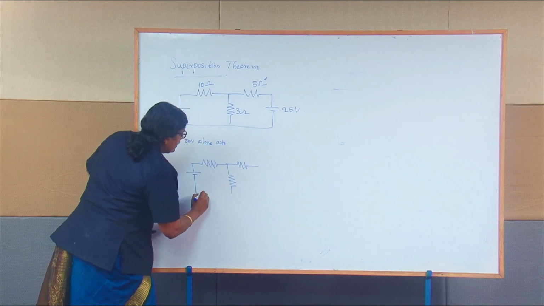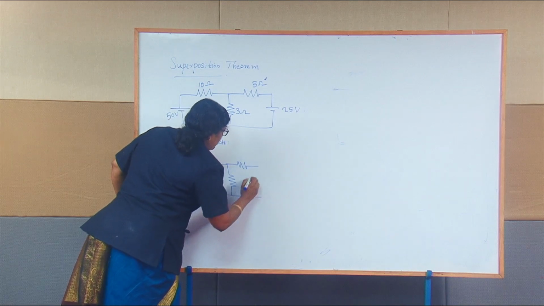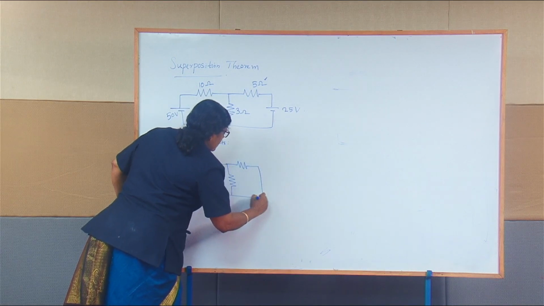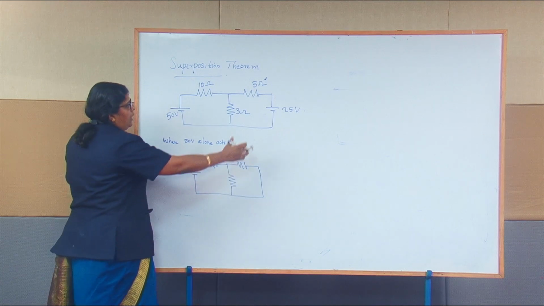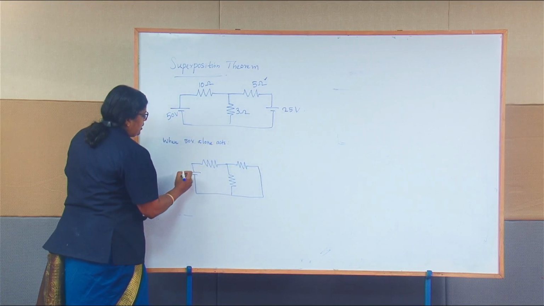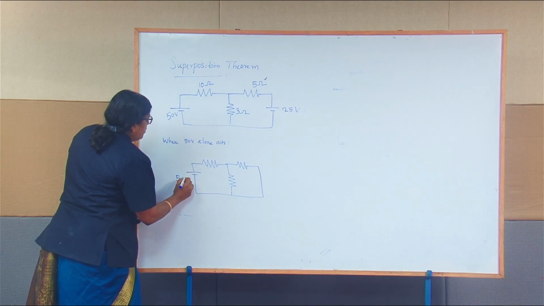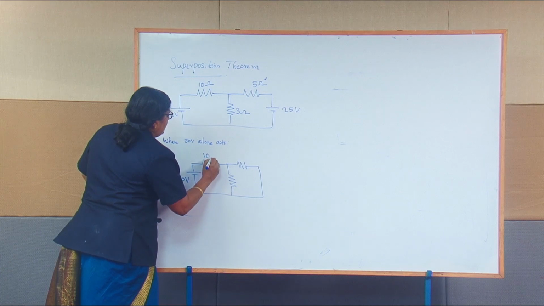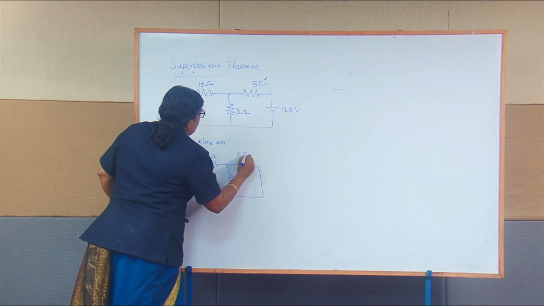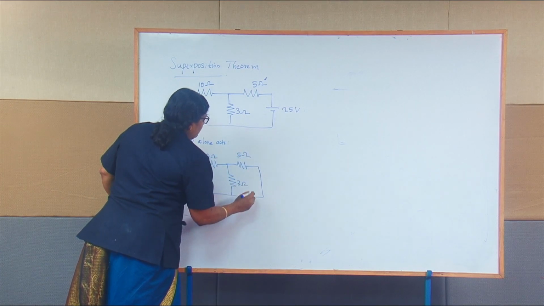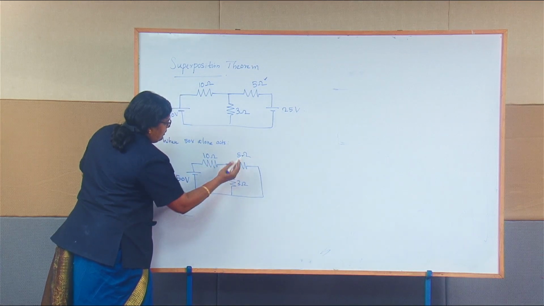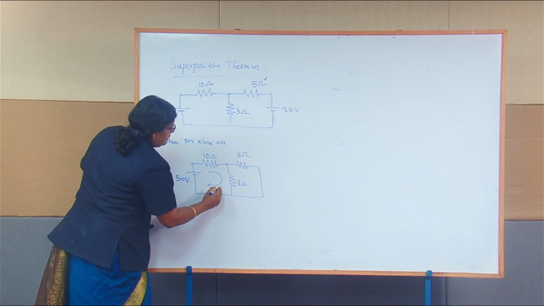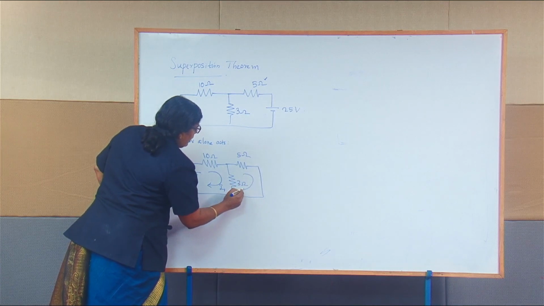When I'm considering the 50 volts alone, the 25 volts I have to short circuit. If there is a current source, you have to open circuit it, and if it is a voltage source, we have to short circuit it. So I'll take this as 50 volts, you have 10 ohm, 5 ohm and 3 ohm, and find the current through 10 ohm and 5 ohm, or we can simply find the loop currents I1 and I2.